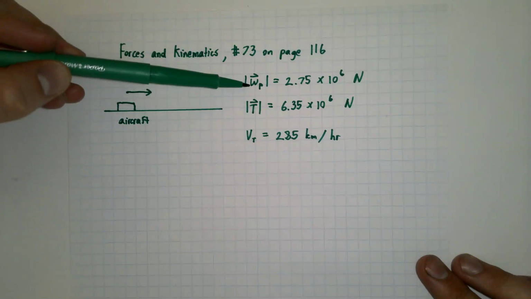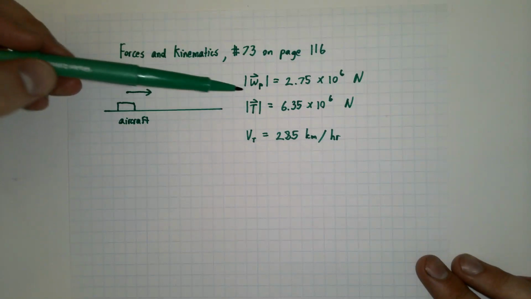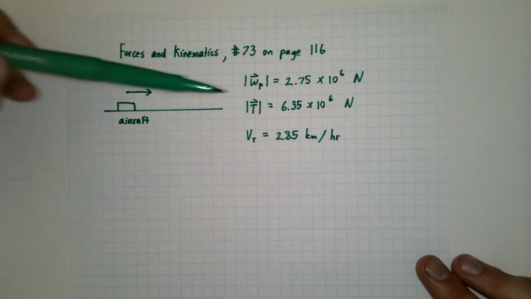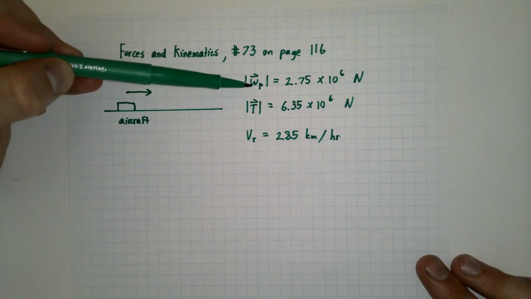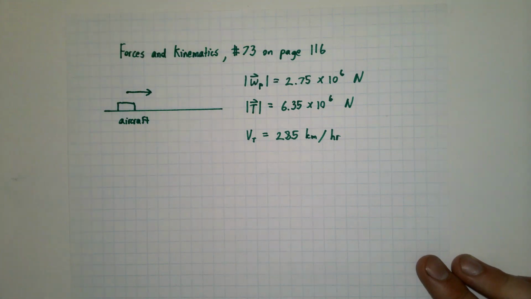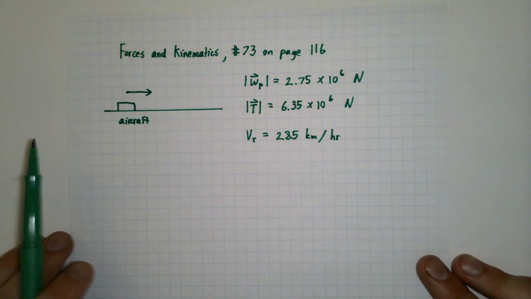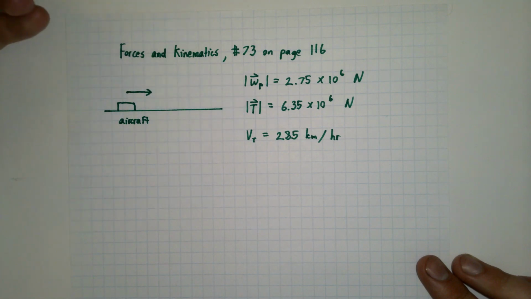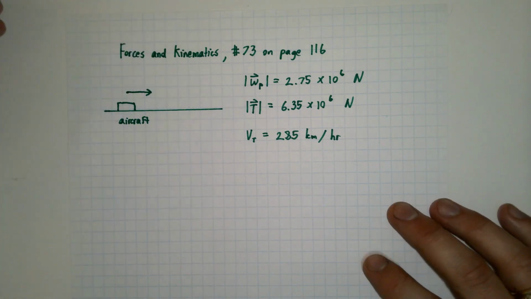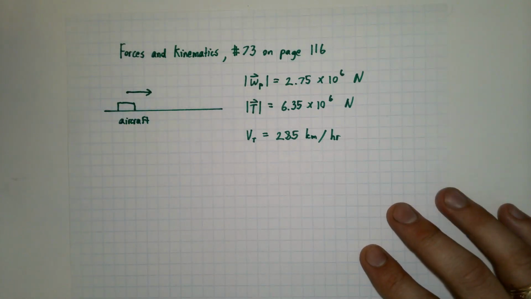We also know the weight of the plane, which I labeled as W sub p. Each of these parallel lines, of course, means the magnitude of that force. This would be the magnitude of the weight of the plane, which is 2.75 times 10 to the 6 newtons. The thrust that's generating our change in velocity, or our acceleration, is 6.35 times 10 to the 6 newtons.